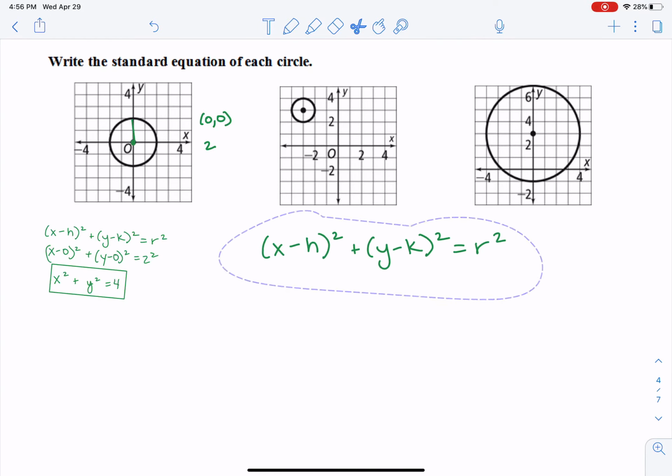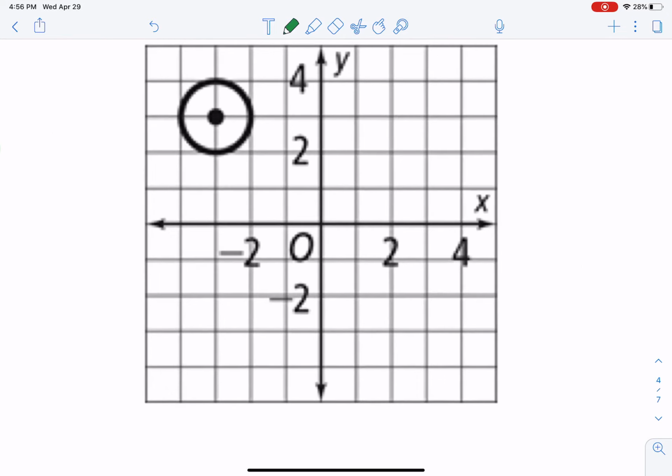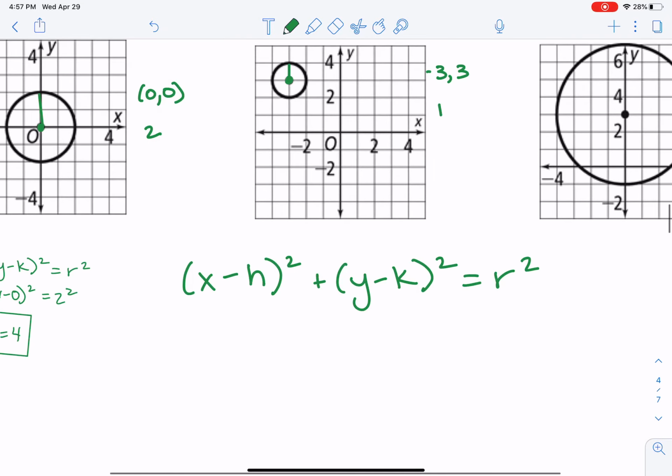This next one, let's see, our center is right here. It is left 3 and up 3. So -3 to the left, I almost forgot that, and then up 3. And then the radius looks like it's 1 in every direction. So then I'm going to go ahead and plug that in.